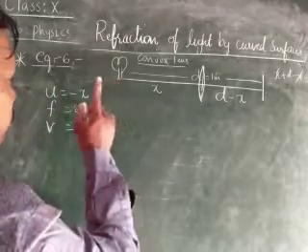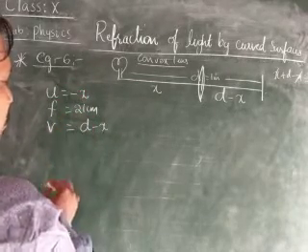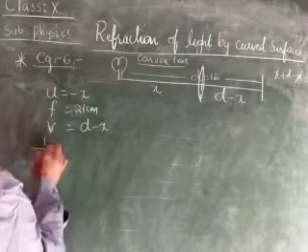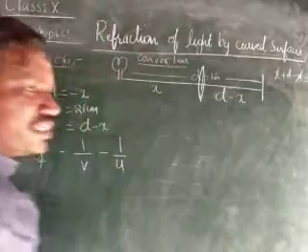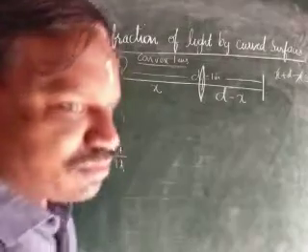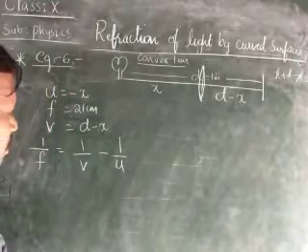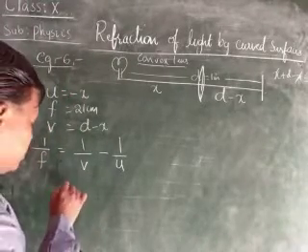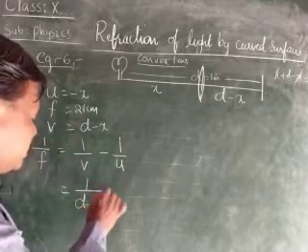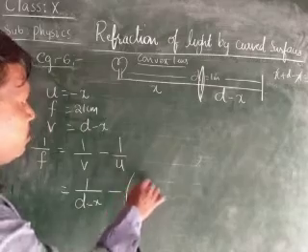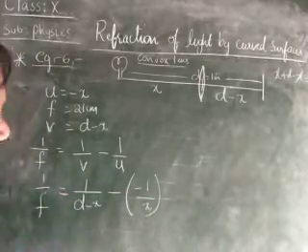Okay. Now here, children, we are using the lens formula: 1 by f is equal to 1 by v minus 1 by u. We are not substituting the values directly in the beginning; later we substitute. Here v is d minus x, so 1 by d minus x. It is positive. Minus of minus 1 by x.